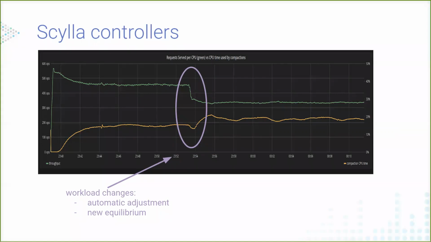Here we can see how the compaction controller changes the ratio between throughput and compaction automatically. It looks at parameters like how fast the compaction backlog increases to decide when it becomes more important to give it more resources than the foreground tasks.